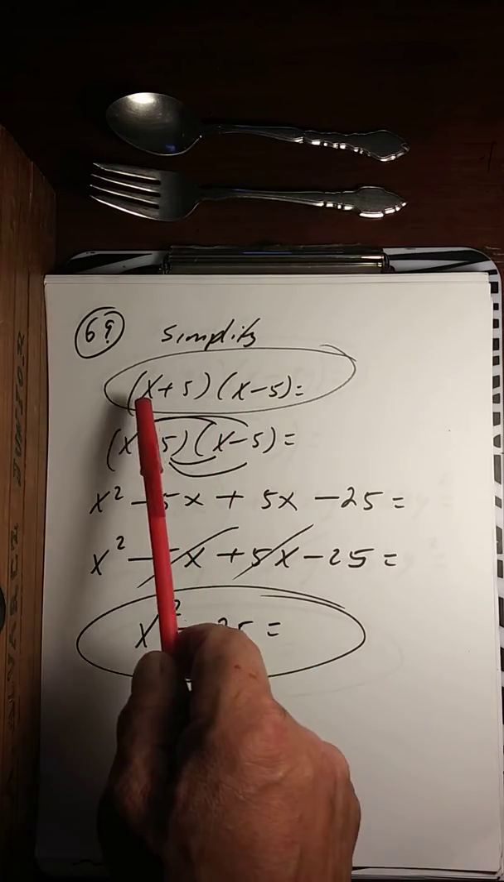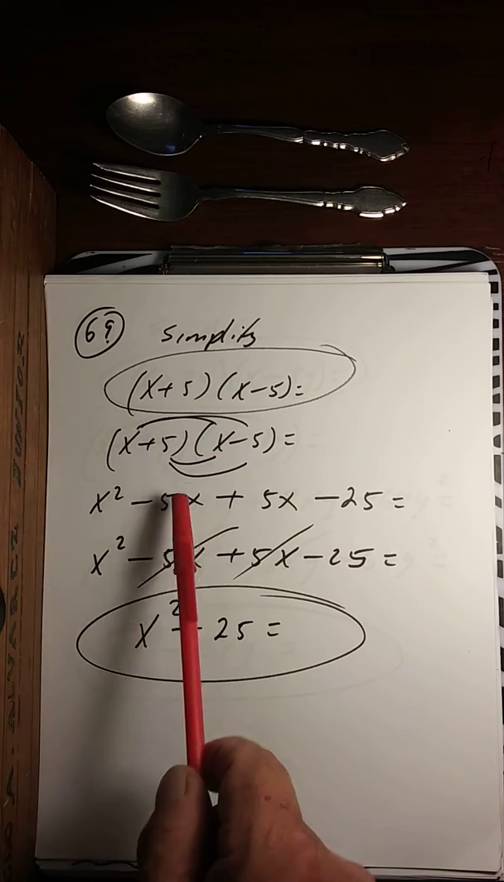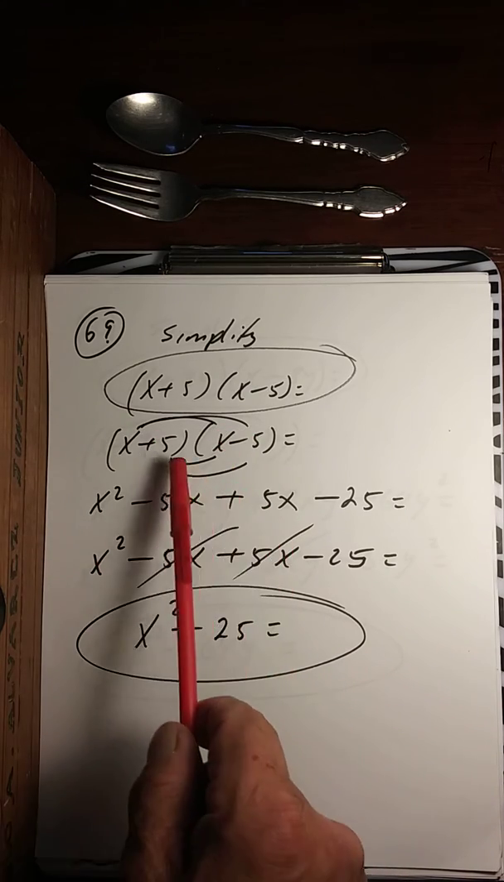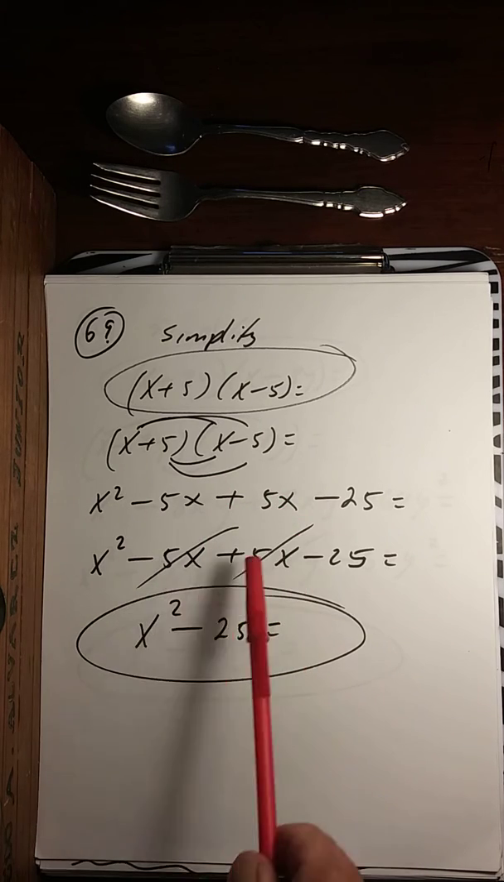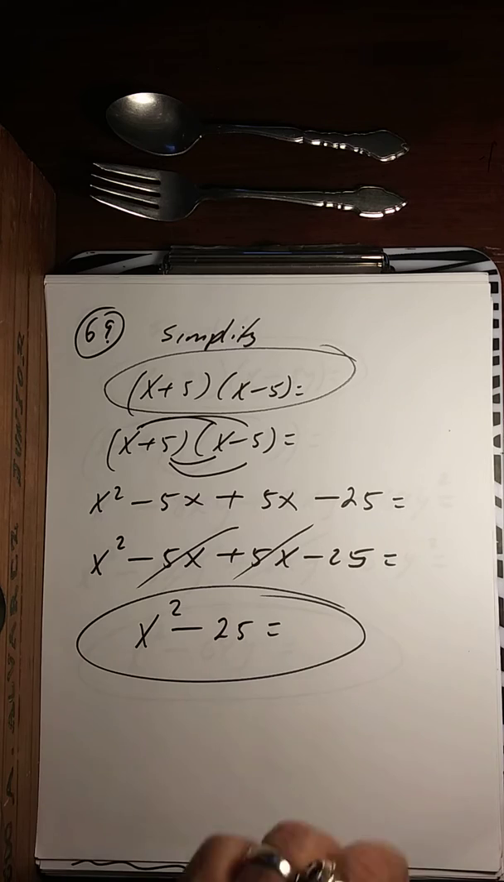X plus 5, x minus 5. So x times x is x squared. X times that, negative 5x. That times that, positive 5x. That times that, negative 25. This time, 5x and negative 5x cancel out. So you have x squared minus 25. That's it.